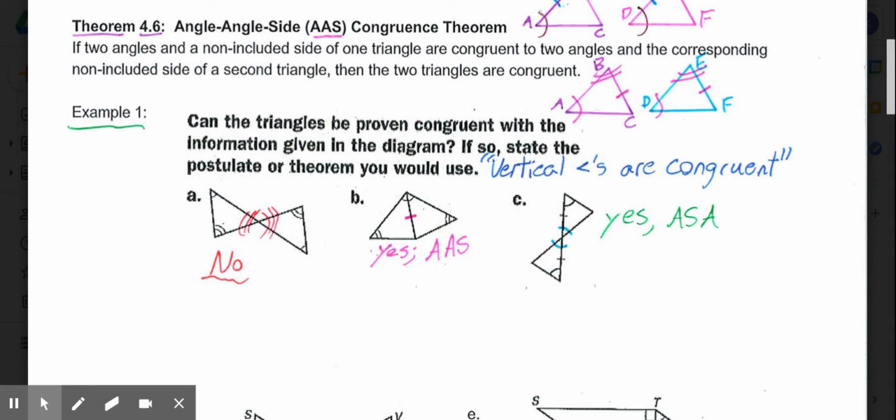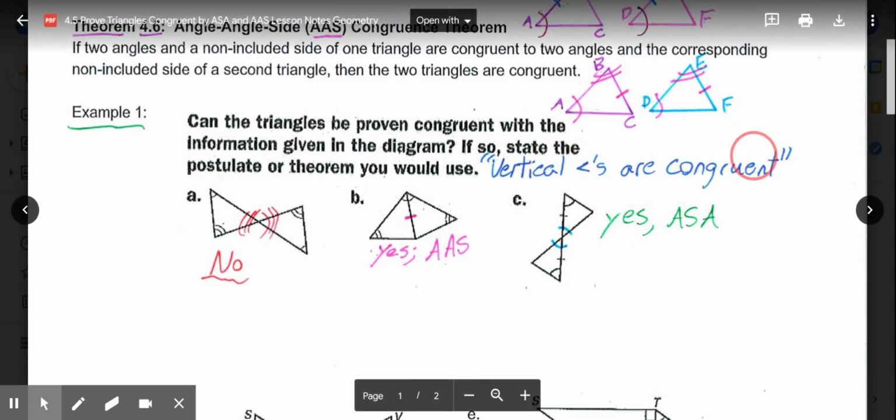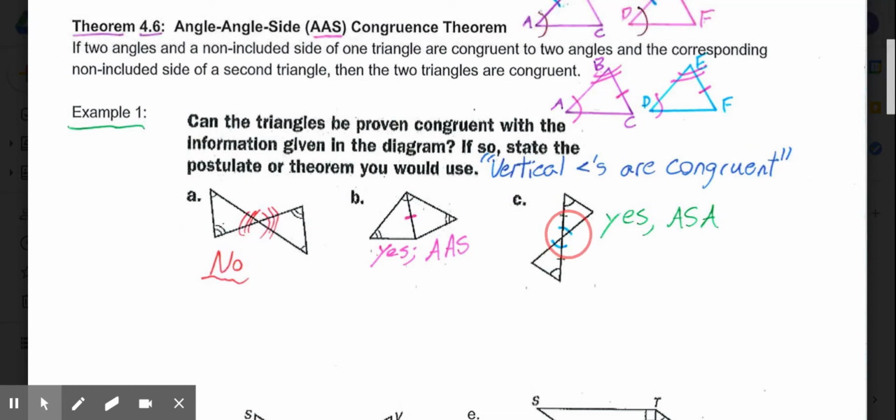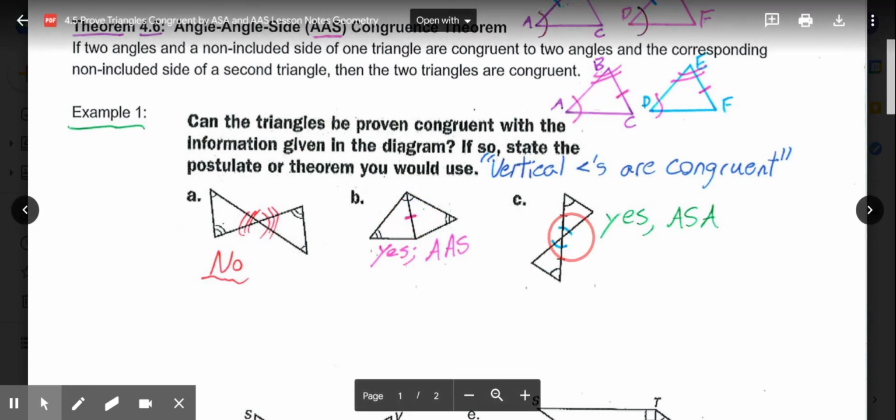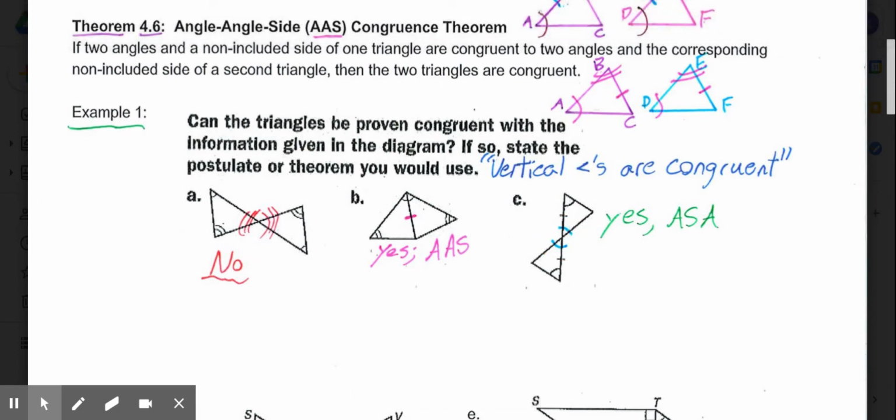And then in C, again, we're going back to this idea that vertical angles are always congruent. So the vertical angle created here in the middle tells me this angle here is congruent to this angle here, shown by the blue arcs. So now, on the upper triangle, I have an angle, a side, and an angle. On the bottom triangle, I have an angle, included side, and an angle. So that one would be congruent by angle, side, angle. So don't forget, if they share a side, that side's congruent to itself. If they have vertical angles, those angles are always congruent.